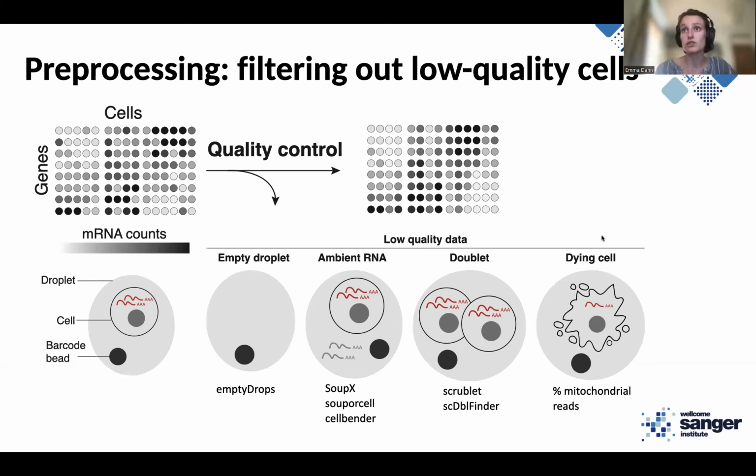And then you might also have cells that are simply dying, maybe because of the dissociation process. One of the ways in which these are told apart is by looking at the percentage of reads that come from the mitochondria, which indicates that the membranes of the cells have been broken. So the first step in most analyses is really to take out data points that represent all of these artifacts, to just keep our very clean looking cells.